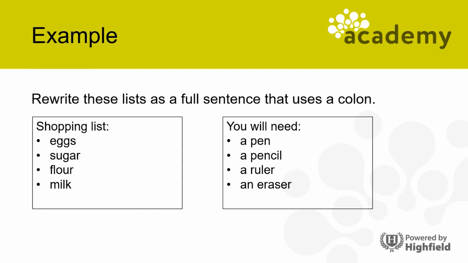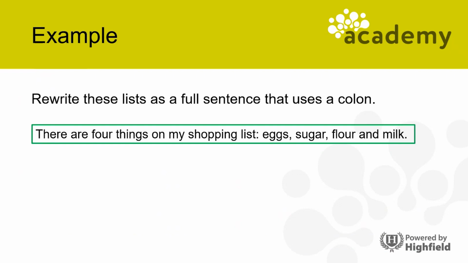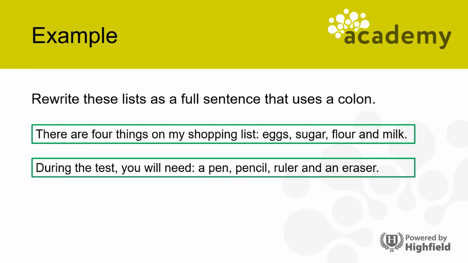Okay, let's see how you got on. So here's one way you could have done it. There are 4 things on my shopping list: eggs, sugar, flour, and milk. You could also have said, here is my shopping list, or on my shopping list there are. During the test, you will need a pen, pencil, ruler, and an eraser. Again, you could have simply begun this list with you will need, which would still have been fine. You can see that the colon goes before the list in each example.